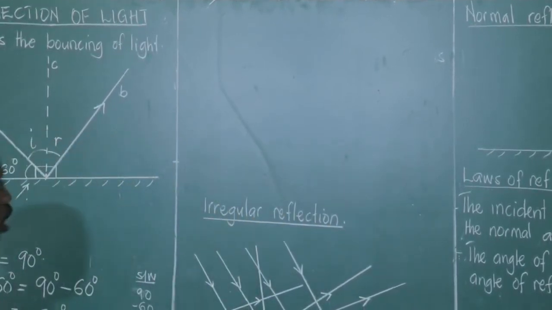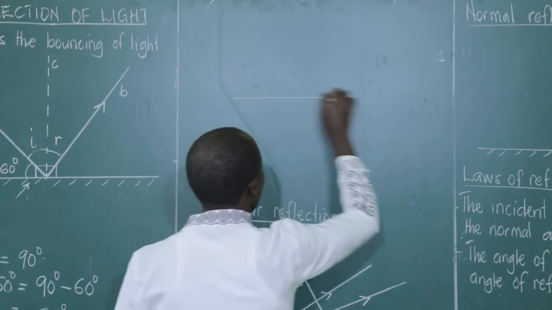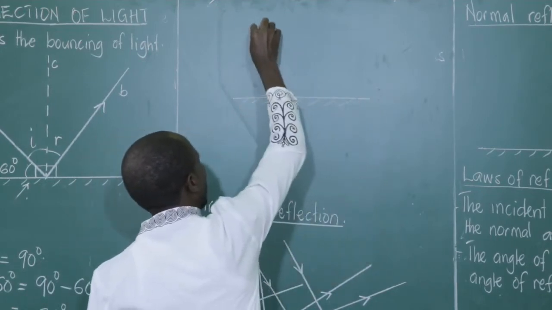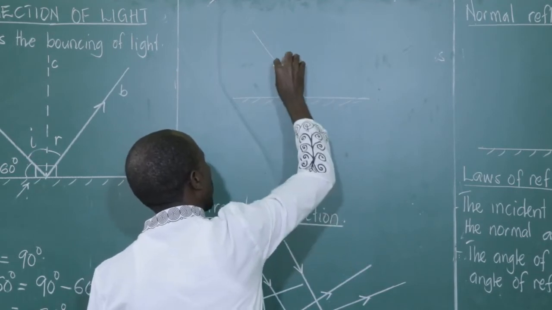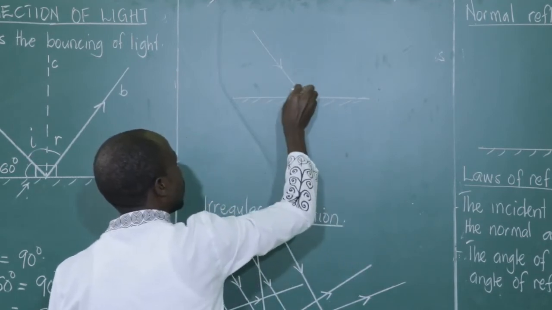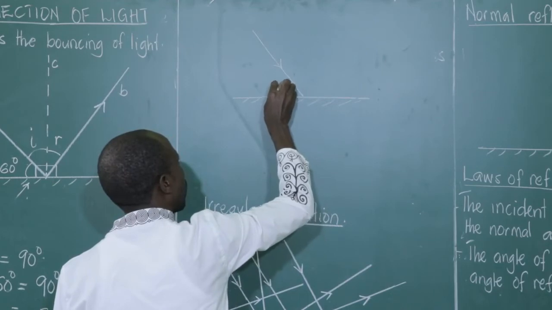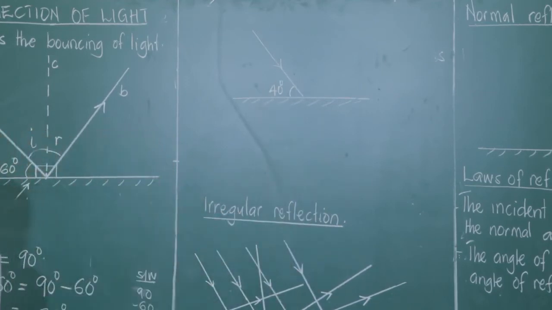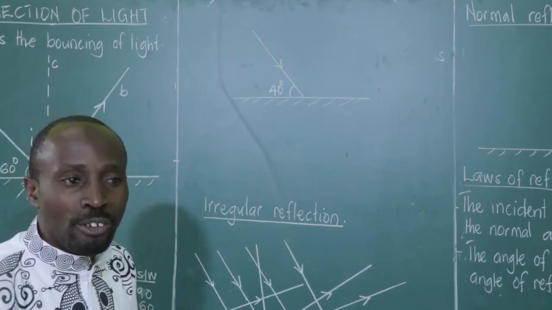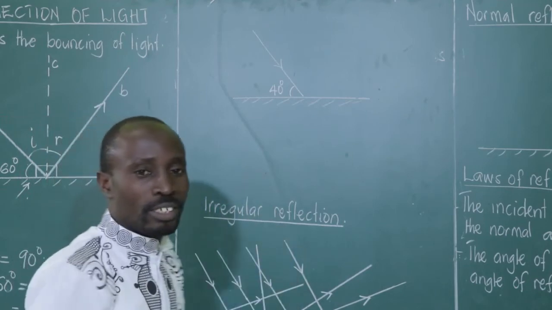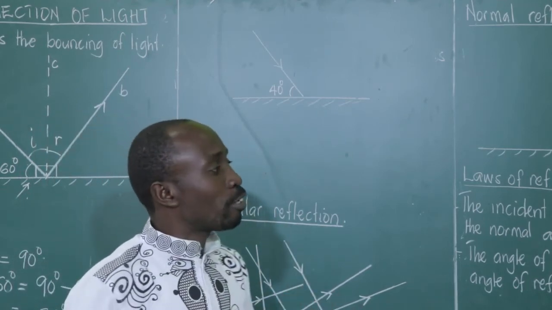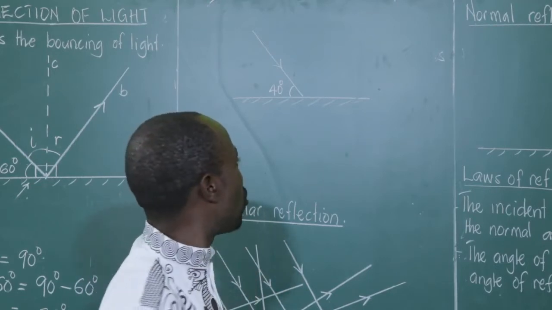Okay? Given I have a plane surface, okay, and a ray is striking. They'll tell you this angle is maybe 40 degrees. Something comes like that. One, they'll tell you to complete the diagram. Complete the diagram. How do you complete the diagram? You need to put the reflected ray.